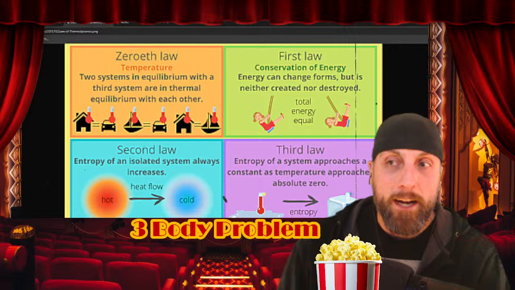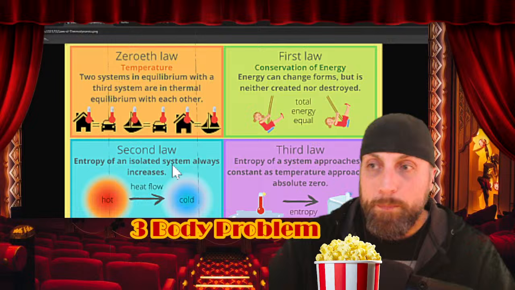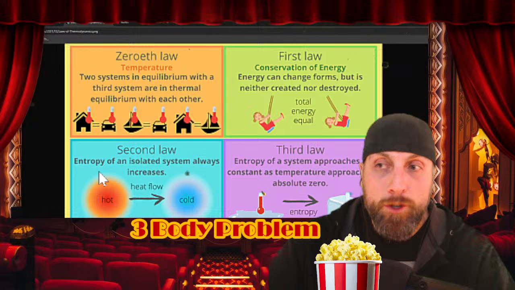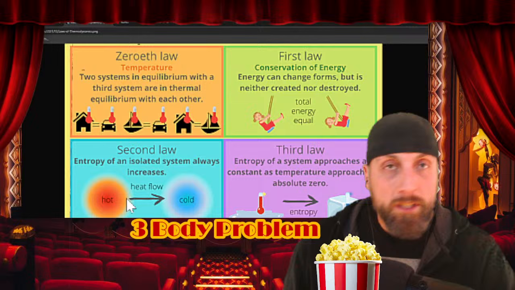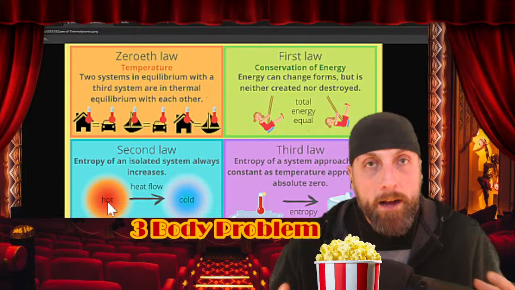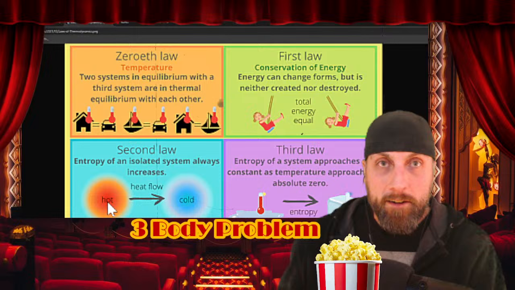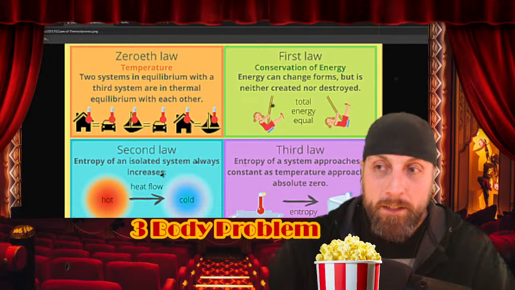Let me show you, right? So here it is over here. We've got the zeroth law, they say, the first law, the second law, and the third law. So the one that we're looking at right now is the second law. Entropy of an isolated system always increases. Or you could just simply say hot transfers over to cold, right? Hot meaning activity and energy slows down. Everything is slowing down, right? Which means it becomes cold. So going from hot to cold.